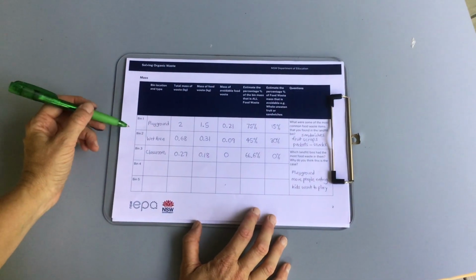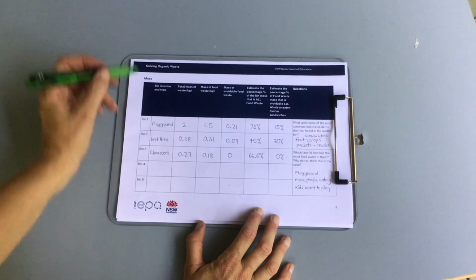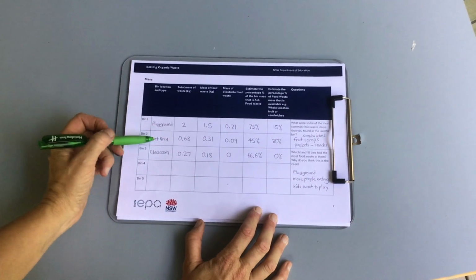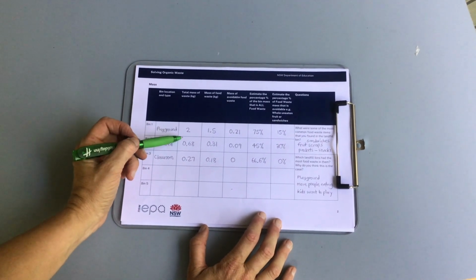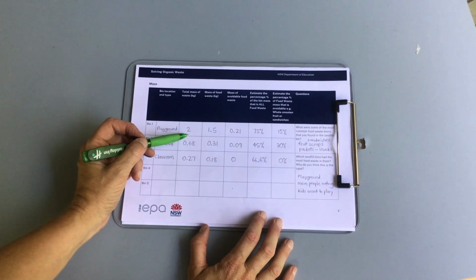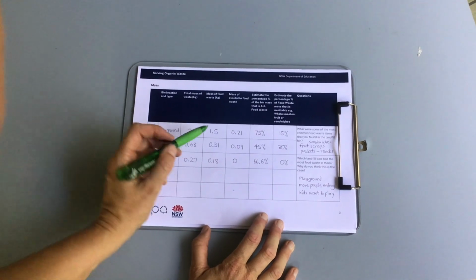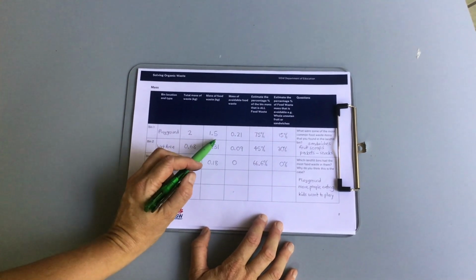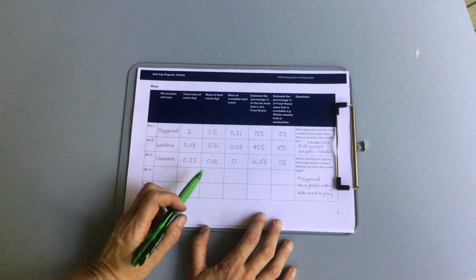So this is our recording sheet on the mass side. For each of the areas, playground, wet area and classroom, we've written in the amount. So 2 kilos of total waste, 1.5 kilos of that was food waste, that was 75%, that's huge.